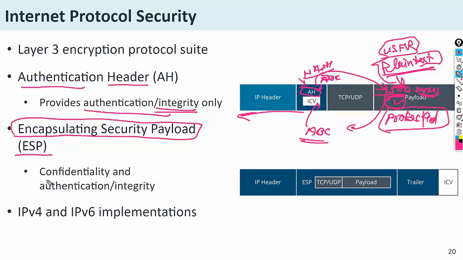ESP is generally used for confidentiality, authentication and integrity. Integrity is already maintained by AH, but that data is not encrypted, which means no confidentiality. Here the confidentiality is maintained, so it encrypts the payload as well. Now the payload is encrypted, the protocol type is encrypted, and a header is added for integrity and authentication.